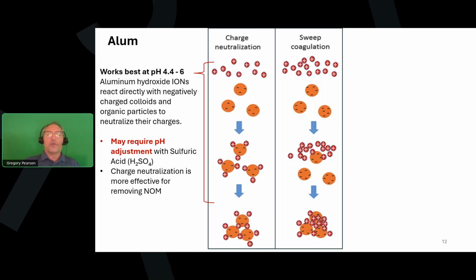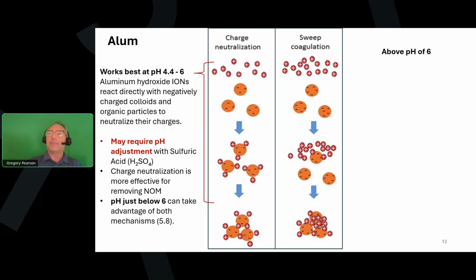And this charge neutralization is necessary if you want to get rid of natural organic matter or total organic carbon to prevent disinfection byproducts downstream. A lot of times plants will run the pH just barely into this range so that they can take advantage of both charge neutralization and sweep coagulation. So they might run it at, like I say, a pH of 5.8. So they're getting some of both operations.